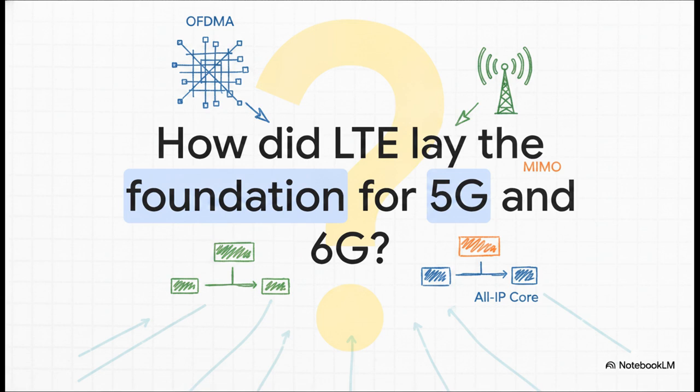Without the shift to OFDMA, the absolute magic of MIMO, and the completely flat all-IP core, our modern ultra-low latency world literally wouldn't exist. Which leaves us with one final, pretty exciting question to ponder. How exactly did these 4G LTE building blocks lay the exact runway needed for the 5G and 6G technologies of tomorrow?